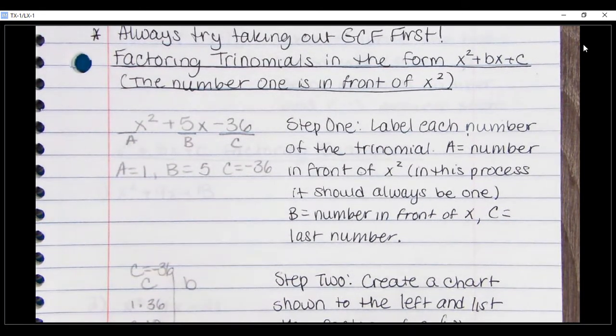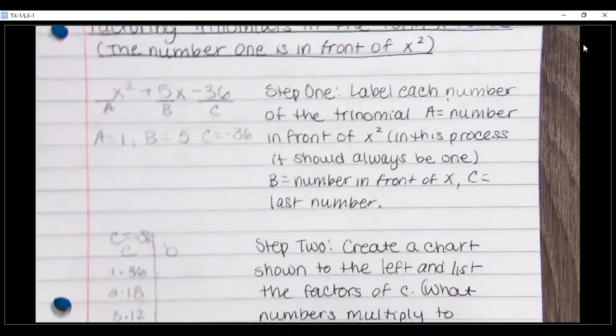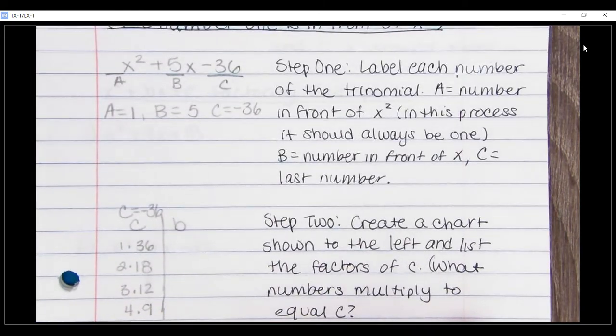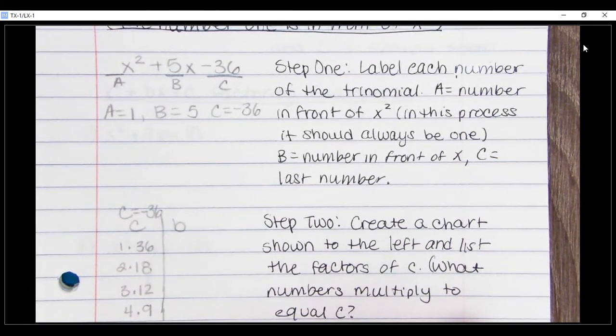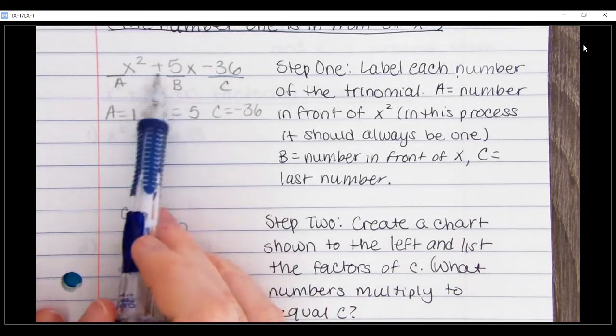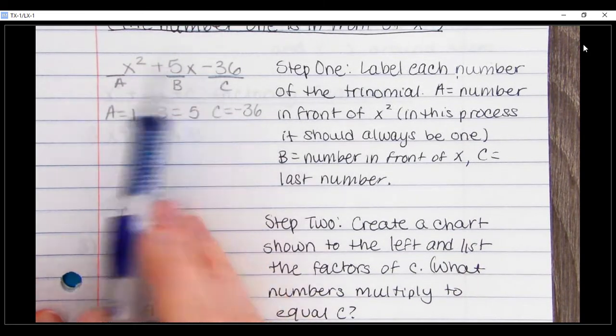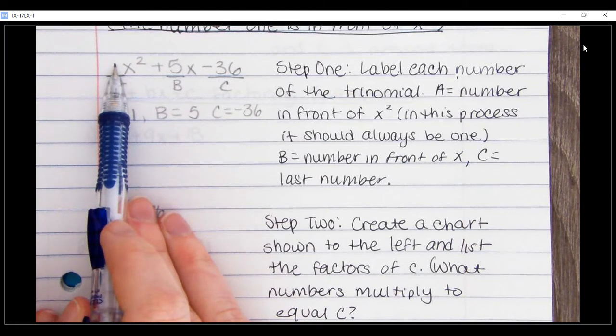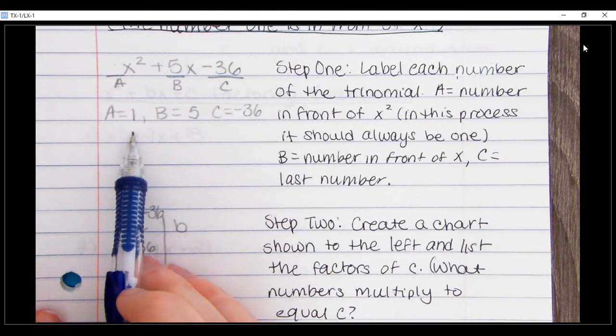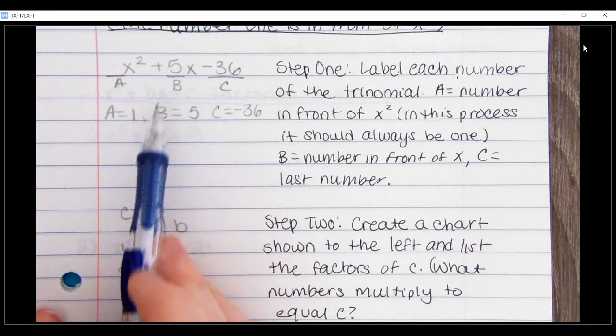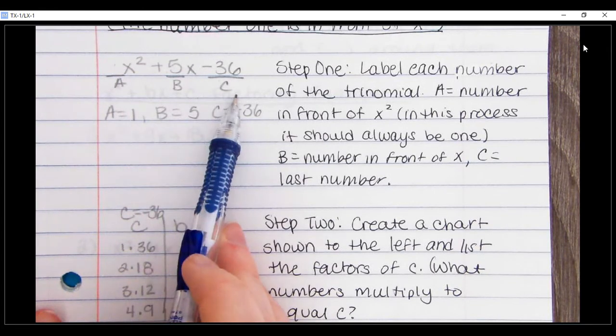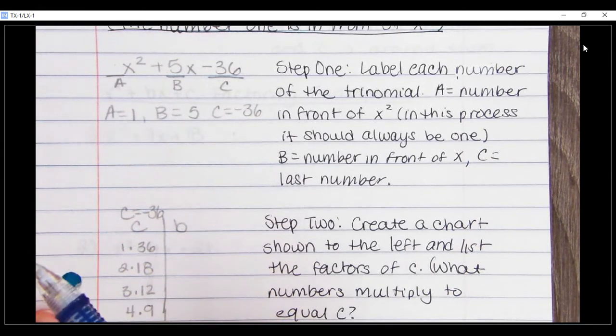So here we go. Step 1, label each number of the trinomial. A is the number in front of x squared. For this process and this one only, it should be 1. B is the number in front of x, and c is that last number. So in my example, I have x squared plus 5x minus 36. A should be the number in front of x squared, which in this example is 1. B is 5, because it's in front of x. And c is that last number, which is negative 36.